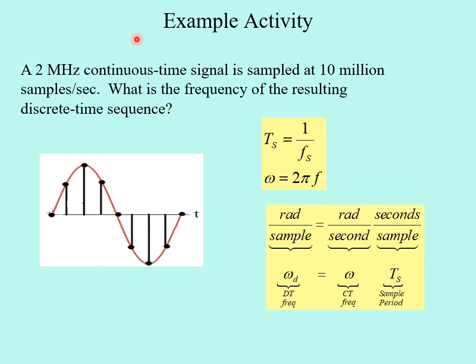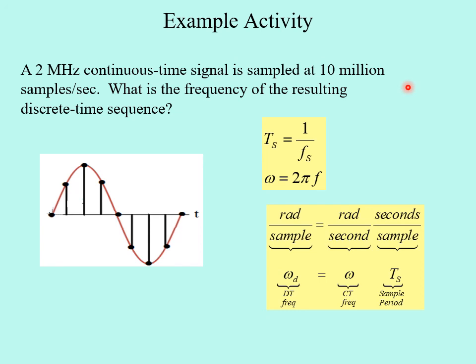So here's an example. In fact, this is the last thing we'll do in this part of the lecture. We have a 2 megahertz continuous time signal, that's the red line here, and we're told that it's sampled at 10 million samples per second. What is the frequency of the resulting discrete time sequence?